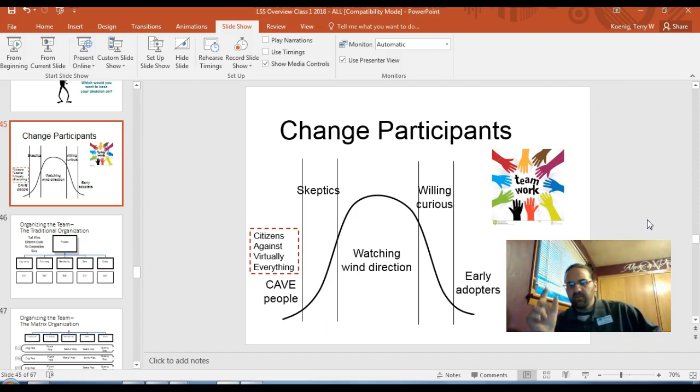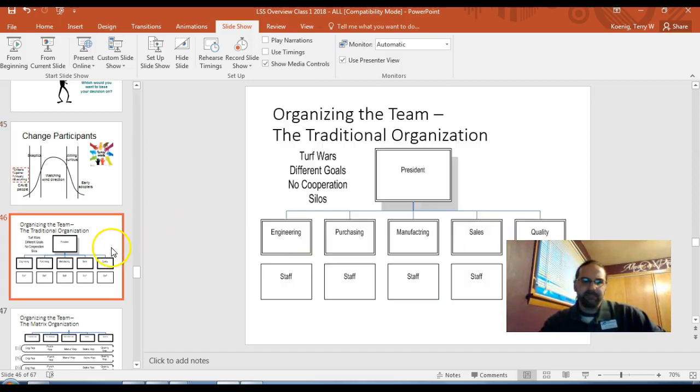And then there's a good chunk of people who are willing. Yep, I'm curious. You piqued my attention. And the early adopters, that's the green belts. That's the Six Sigma guys and gals. We know this can work. We have faith. We need to push the rest.